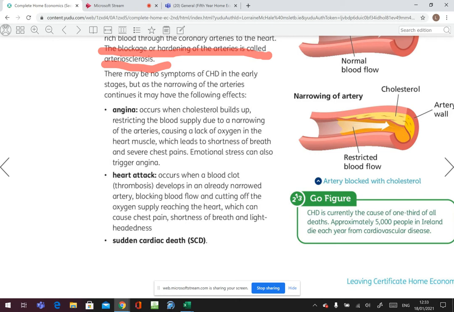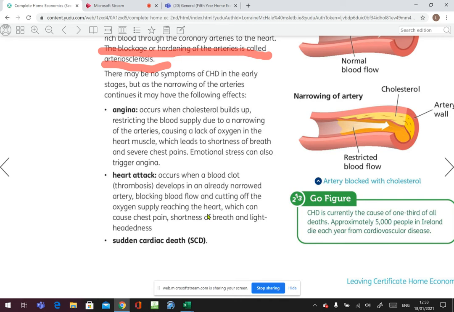Okay, now a heart attack then. This occurs when a blood clot, which is called a thrombosis, completely blocks this artery here. Deep vein thrombosis is when you get a clot in your leg, perhaps. It develops in an already narrowed artery. So this is already narrow, and then a lump of blood or a clot comes along and blocks the rest of it. This blocks your blood flow and cuts off the oxygen supply reaching your heart, and this causes chest pain, very bad chest pain. It may go up into your jaw, it may go down your, I think it's your left arm.